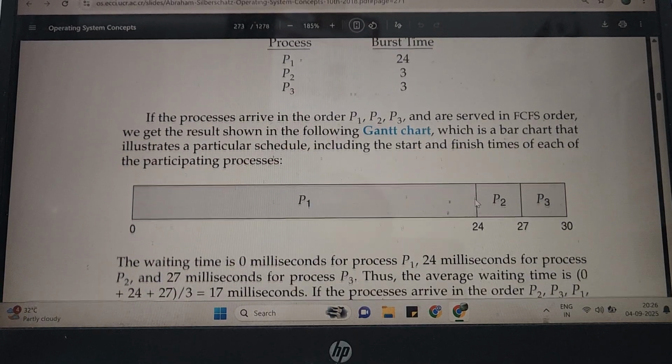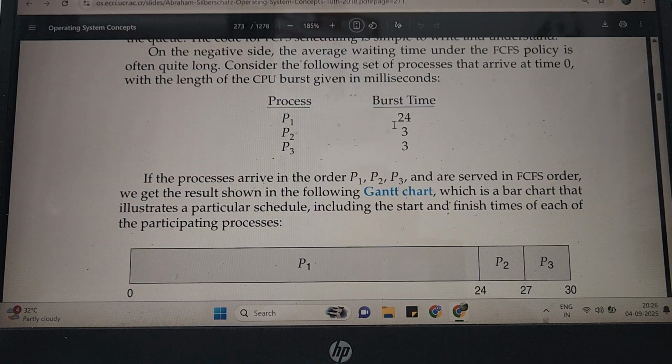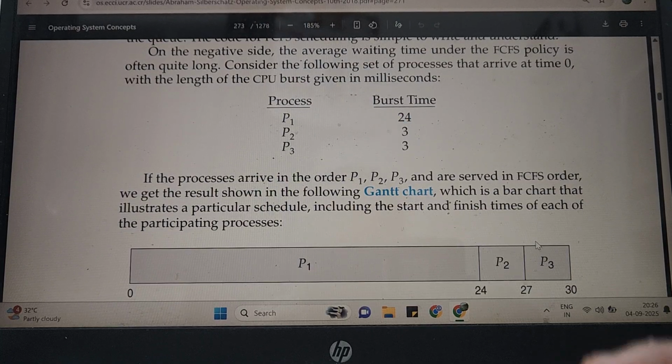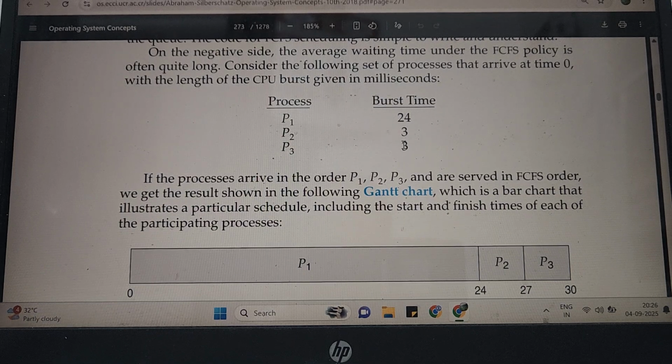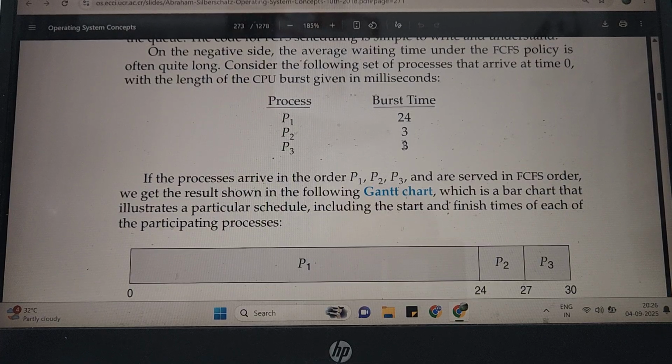Now the thing with FCFS, if you see, is these two are very small processes. But just because they came in later, they had to wait a whole lot of 24 seconds and 27 seconds respectively while this longer process was executing. If we had put these two first, both of these would have completed their execution in 6 seconds and then P1 could have taken the rest of the time. So what would have happened is the wait time would have significantly reduced.